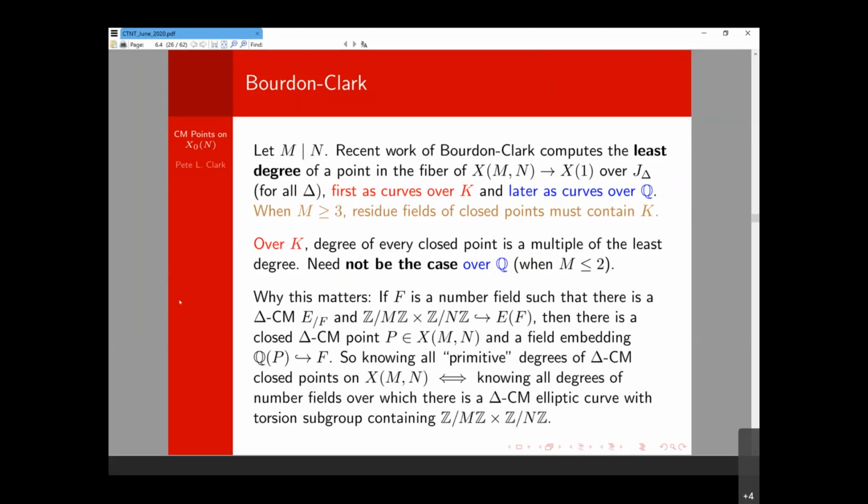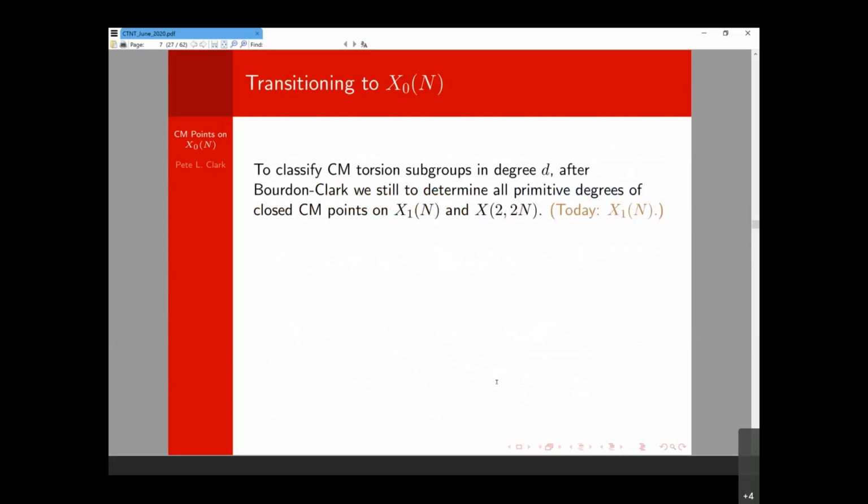So this says that really what we want to do is we would like to know the degrees of all the primitive delta CM closed points. By primitive, I just mean its degree is not a multiple of some other closed point, because then on the F valued side, we don't need to know it. So we can get away with knowing just the primitive degrees of delta CM closed points. And that's equivalent to understanding precisely in which number field degrees you have a delta CM elliptic curve with torsion subgroup Z mod M cross Z mod N. Okay, so that was a very important equivalence.